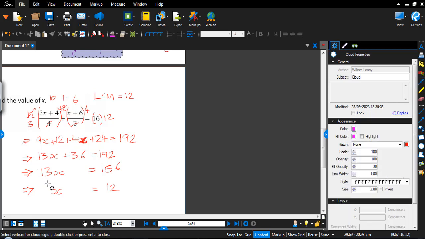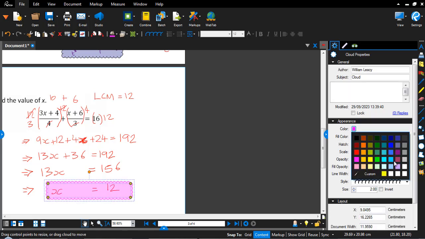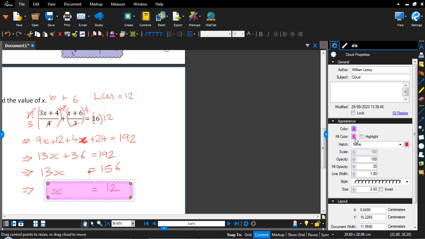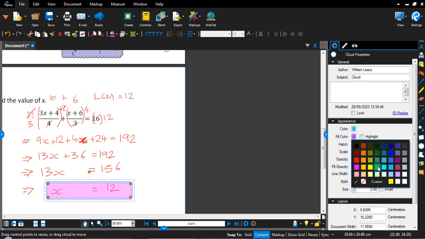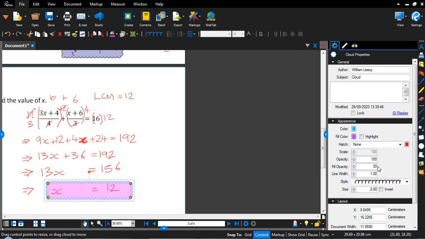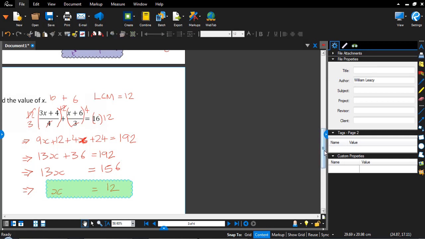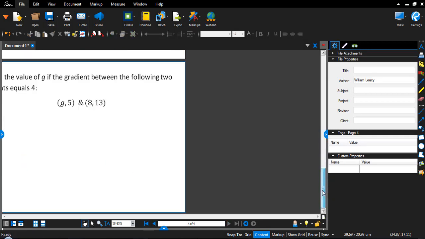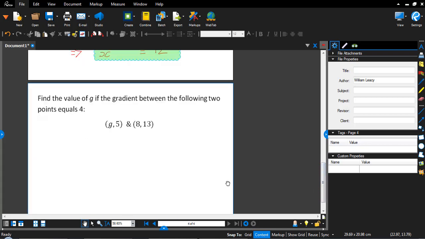Alright, so that is that finished. And then we will go on to the next one. What color will I make it? Green. Alright, that's that. Next one. Oh, hang on, I can pen.